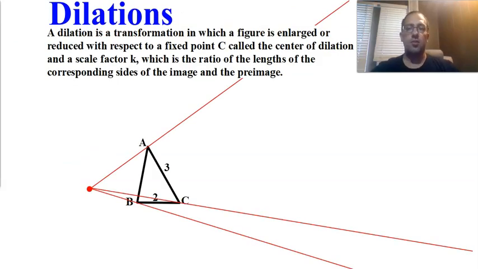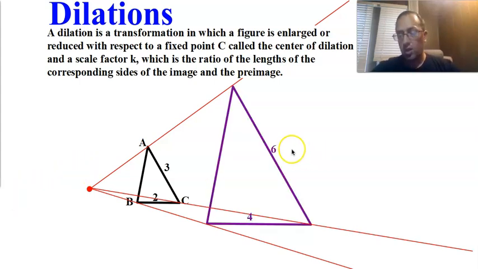So with dilations, this is a transformation in which the figure is either enlarged or reduced with respect to a fixed point, the center of our dilation, which in this case is going to be this red dot here. All right, and we have a scale factor K, which is going to be the ratio of the lengths of the sides of the image and the pre-image. Okay, so for example, we said it could be an enlargement. So it could be something like this.